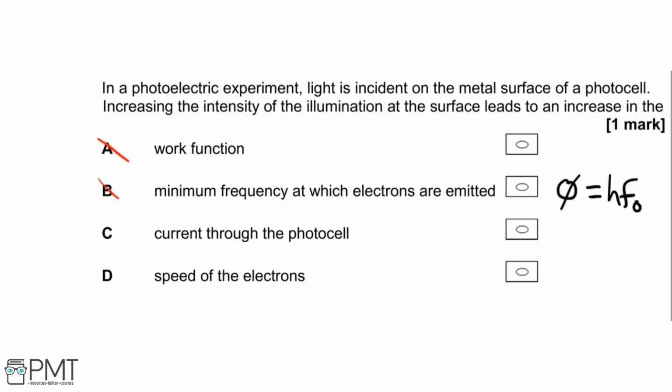Remember, the intensity affects the rate of emission of photoelectrons, therefore the rate of flow of charge, whereas the wavelength and the frequency will affect the kinetic energy of those electrons if they are released. But we'll get to that in a second.